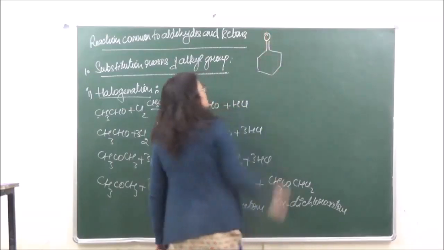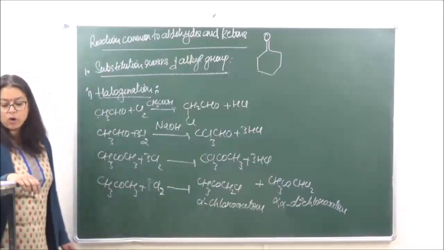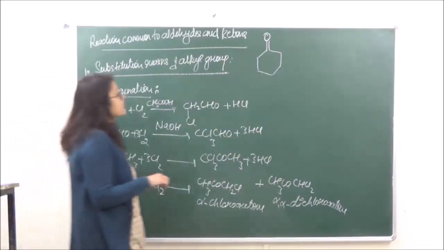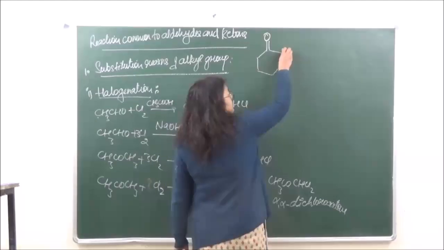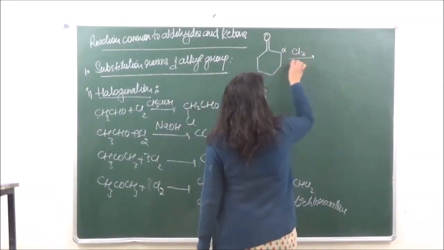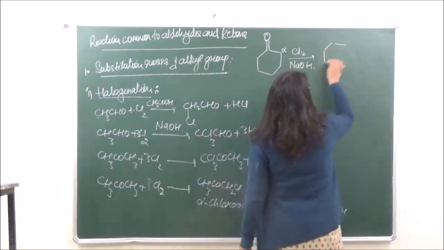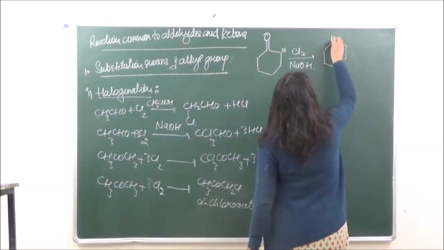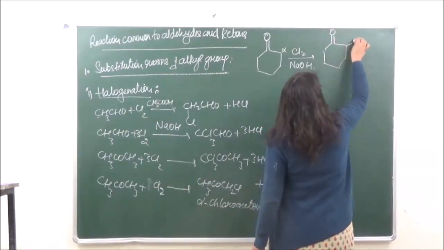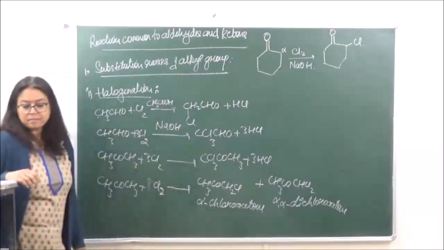Now, if we have a compound of the type cyclohexanone, this is known as cyclohexanone. In this case, this is the alpha carbon atom which is present, so the hydrogen of this is going to be substituted. We are doing the reaction in a basic medium over here, so this is the kind of product which we are going to get.